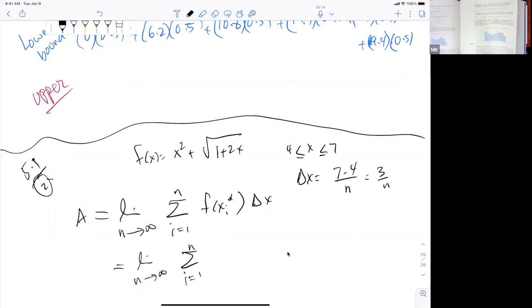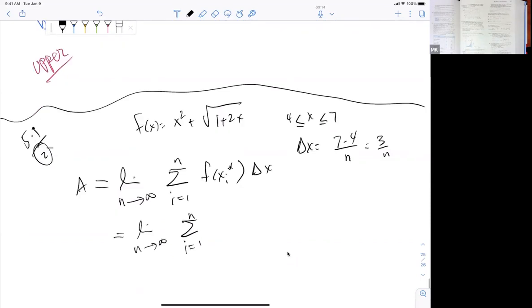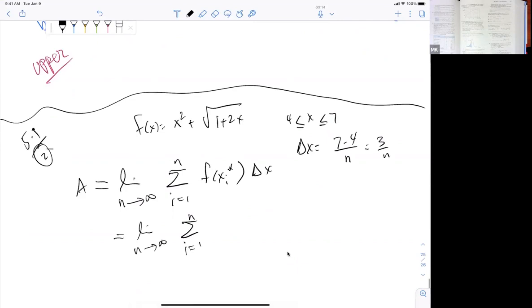But again, as I said, you can write it, or you can just write it as they do after that, with the xi star and y star and delta x. So xi star would be what you would use for x in both cases, plus square root of 1 plus 2xi star. Delta x is 3 over n.